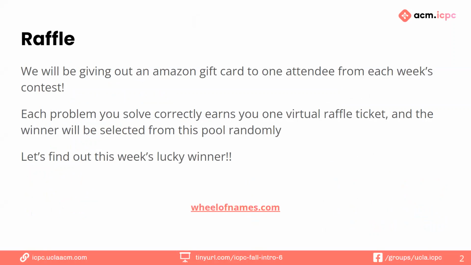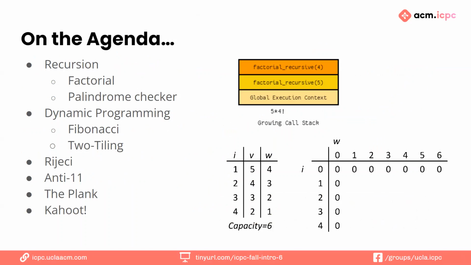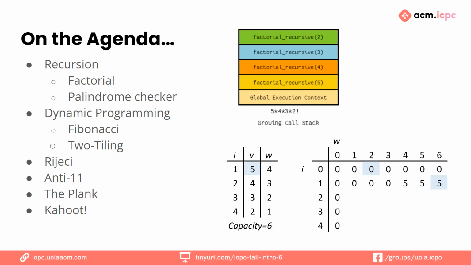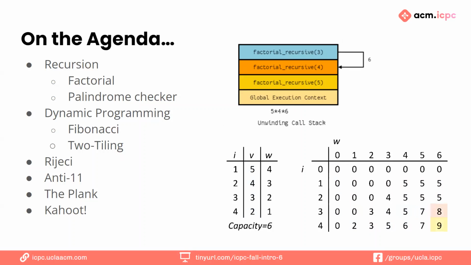So today we're going to cover recursion and dynamic programming. Hopefully you guys have maybe heard of these topics. When we talk about recursion, we're going to use factorial and a palindrome checker as a couple quick examples. And when we talk about dynamic programming, we're going to use the Fibonacci sequence and a two-tiling problem as our examples. Then we'll have 3 example problems for this workshop: Rijeci, anti-11, and the plank. And then we'll have a Kahoot.